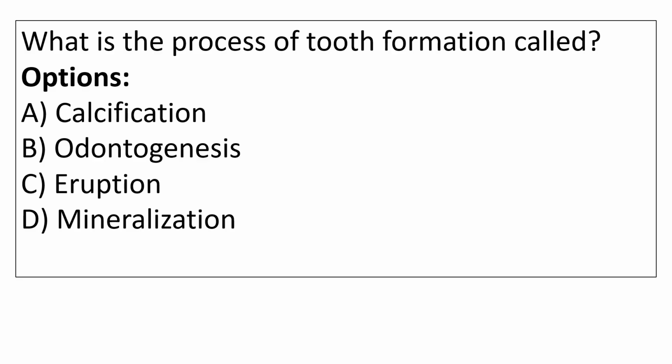What is the process of tooth formation called? Option A, calcification. Option B, odontogenesis. Option C, eruption. Option D, mineralization. The right answer is option B, odontogenesis.